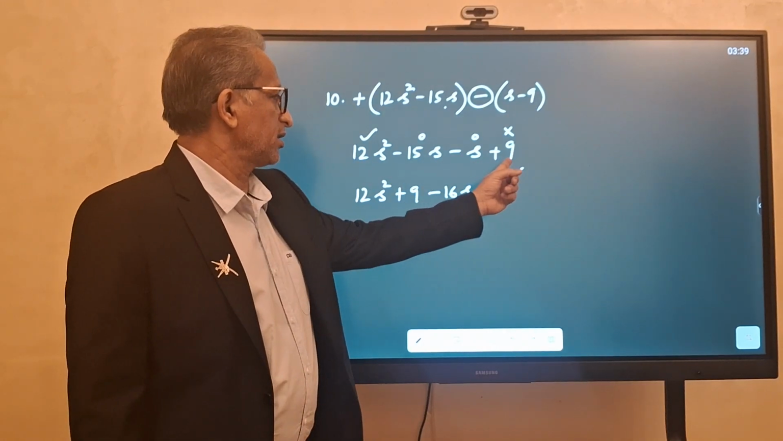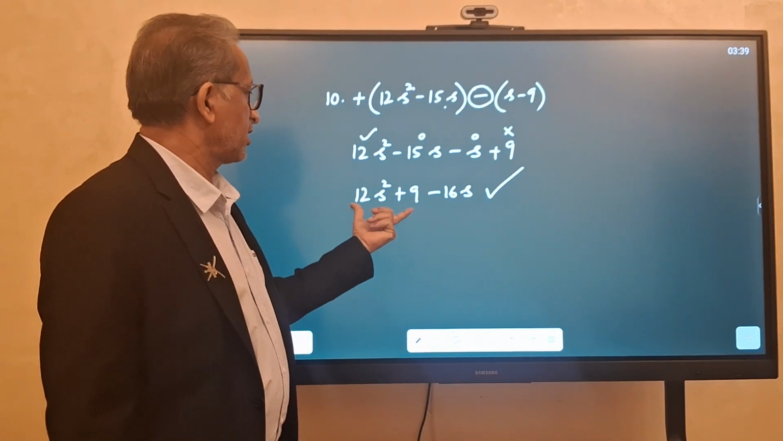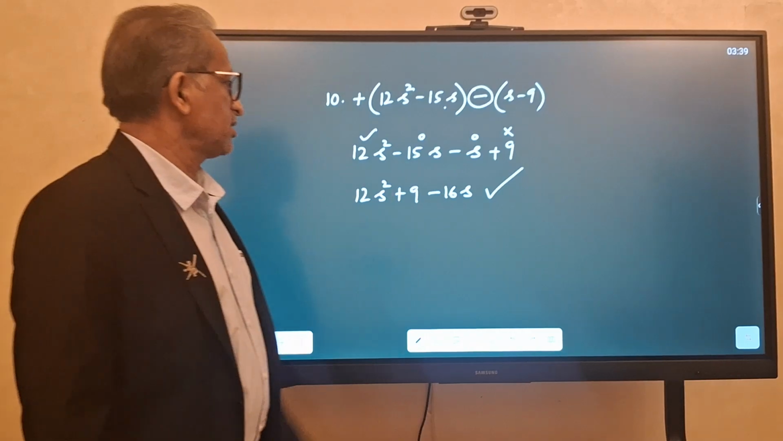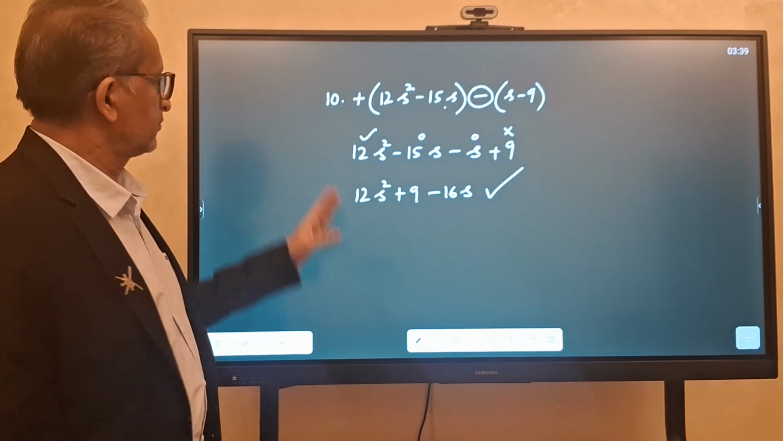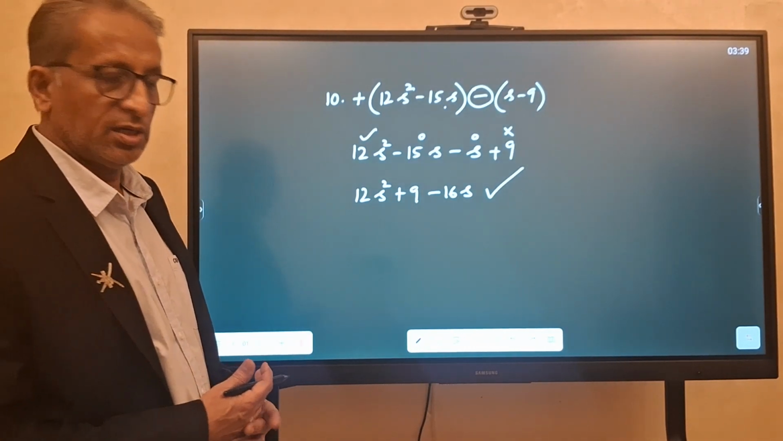So here only these two terms are like. There is no term like this, there is no term like this. I write like this, then I just add up this because of minus. This is question number 10.